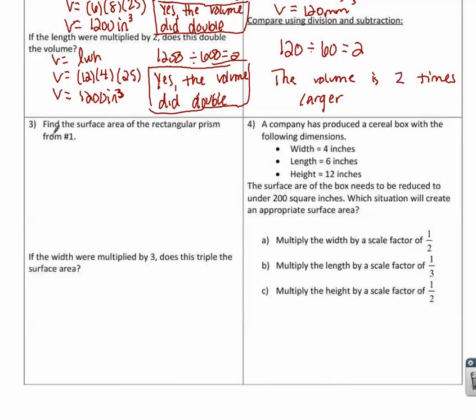So I want you to find the surface area from example 1. In example 1, the length was 6, the width was 4, and the height was 25. The surface area formula for a rectangular prism is 2 times length times width plus 2 times length times height plus 2 times width times height. You do not have to memorize these formulas. You will be given a formula sheet on all your assessments and on your SOL. Substitute in all your dimensions.